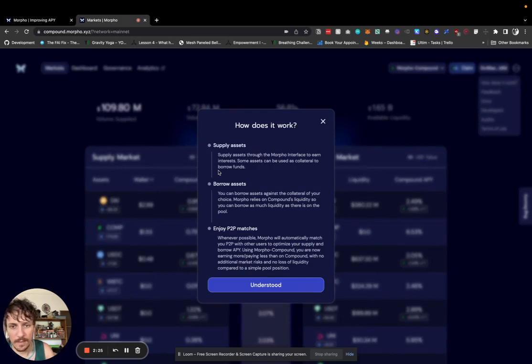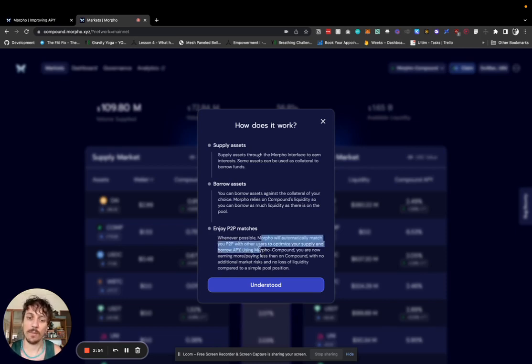You supply the assets through Morpho interface to earn interest. Some assets can be used as collateral to borrow funds. So some can be used, some cannot be used, which is very interesting. Then we have borrow assets. You can borrow assets against the collateral of your choice. Morpho relies on Compound's liquidity so you can borrow as much liquidity as there is on the pool. And then you can enjoy the P2P matches, which I think is something interesting. I'm not sure if it's something specifically related to them, but I haven't seen it anywhere else.